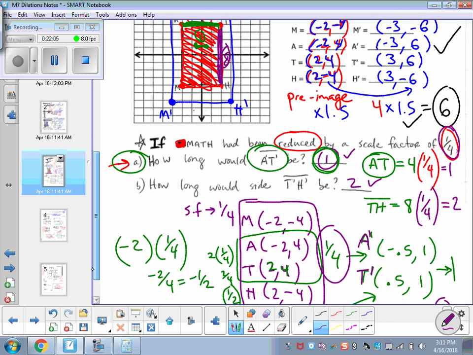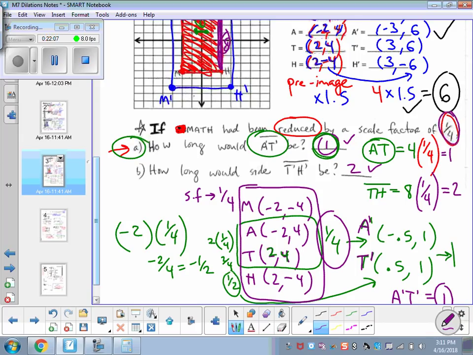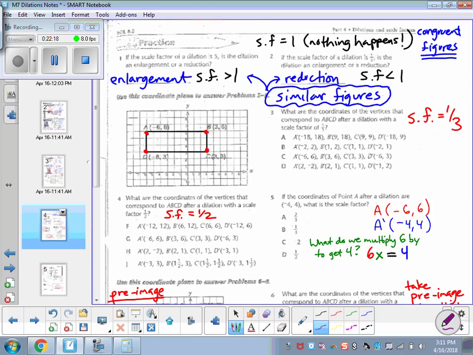So we are done now with taking notes on how to either enlarge or reduce a pre-image. And now if you guys will flip over, let's take a look at the first 2 questions together.